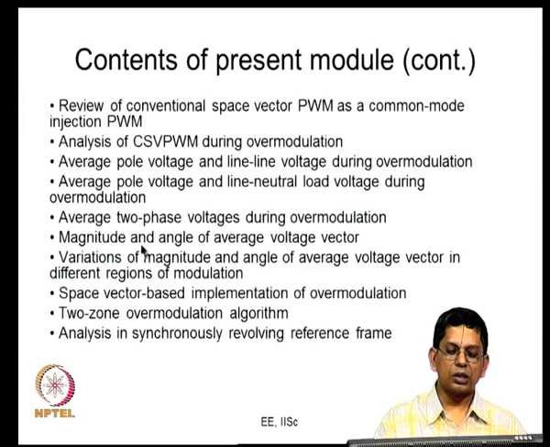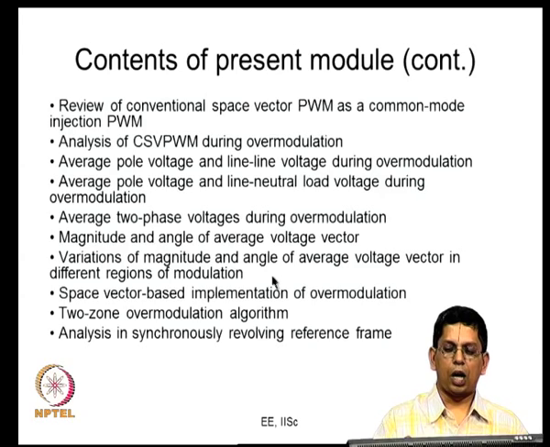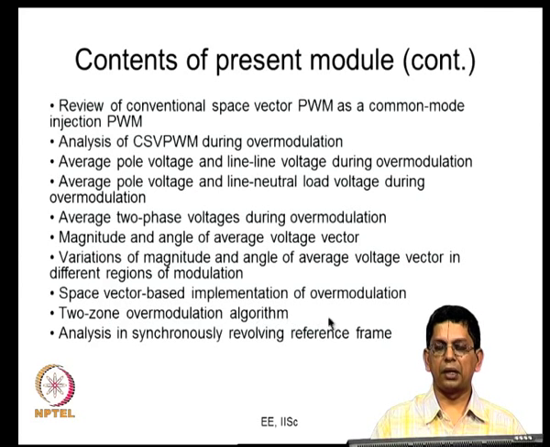Today we will look at how the magnitude of the average voltage vector varies as the inverter goes into overmodulation. Similarly, how does the angle vary? These are certain things we will see. We will see that there are good similarities between sine triangle PWM and conventional space vector PWM during overmodulation, while there are also some differences. This understanding of how these converters behave, that is, analysis of the voltage source inverter operating with sine triangle PWM or conventional space vector PWM during overmodulation, will help us understand how we can implement overmodulation in space vector terms.